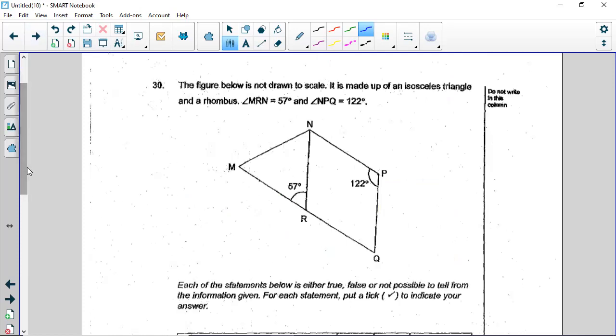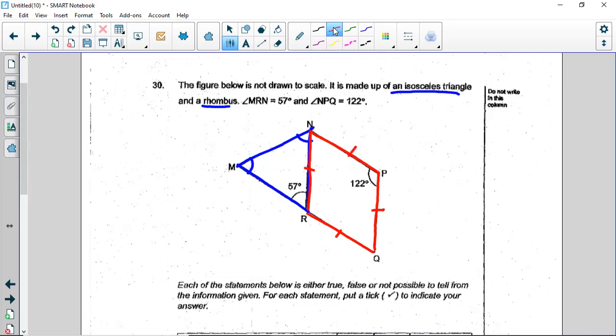Now the figure is not drawn to scale. It is made of an isosceles triangle. So which one is that? You must know what is a triangle first. This is a triangle, and then which two sides are equal? We don't know. You cannot assume, you cannot say these two angles are equal. We are not sure, so cannot assume. Okay, and there's a rhombus. Rhombus means you have a slanted square. And what do you know about a rhombus? All sides are equal.